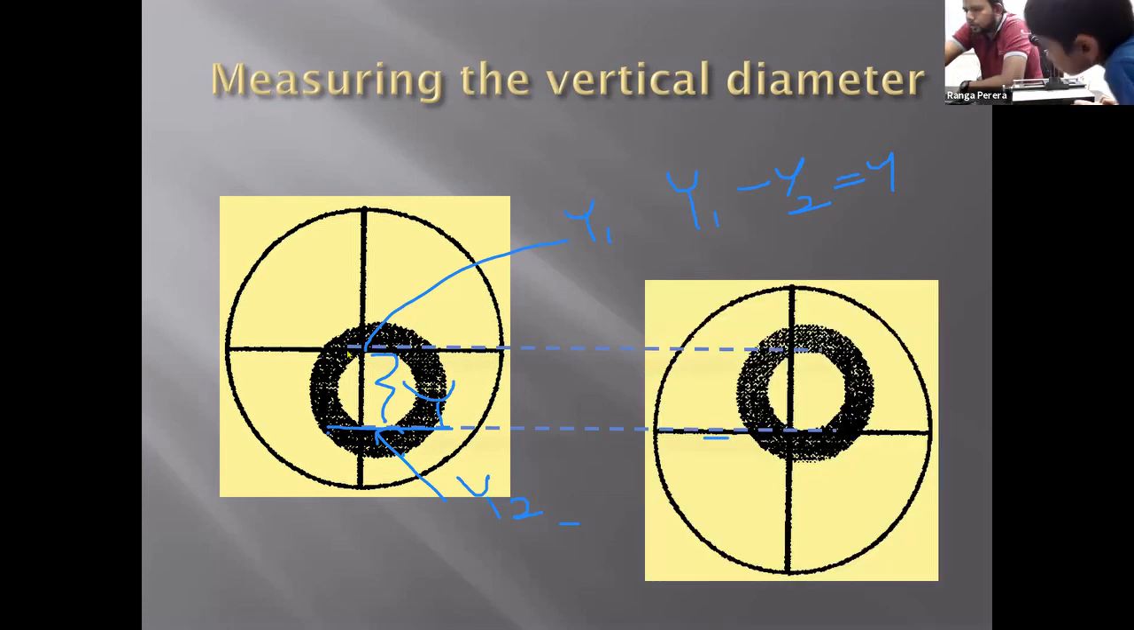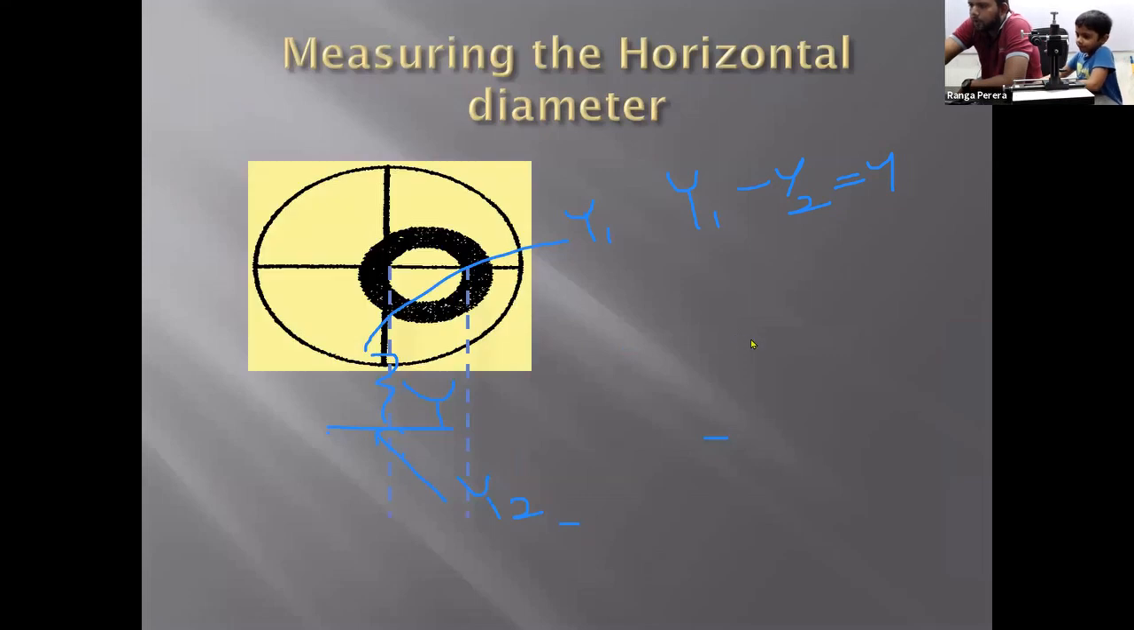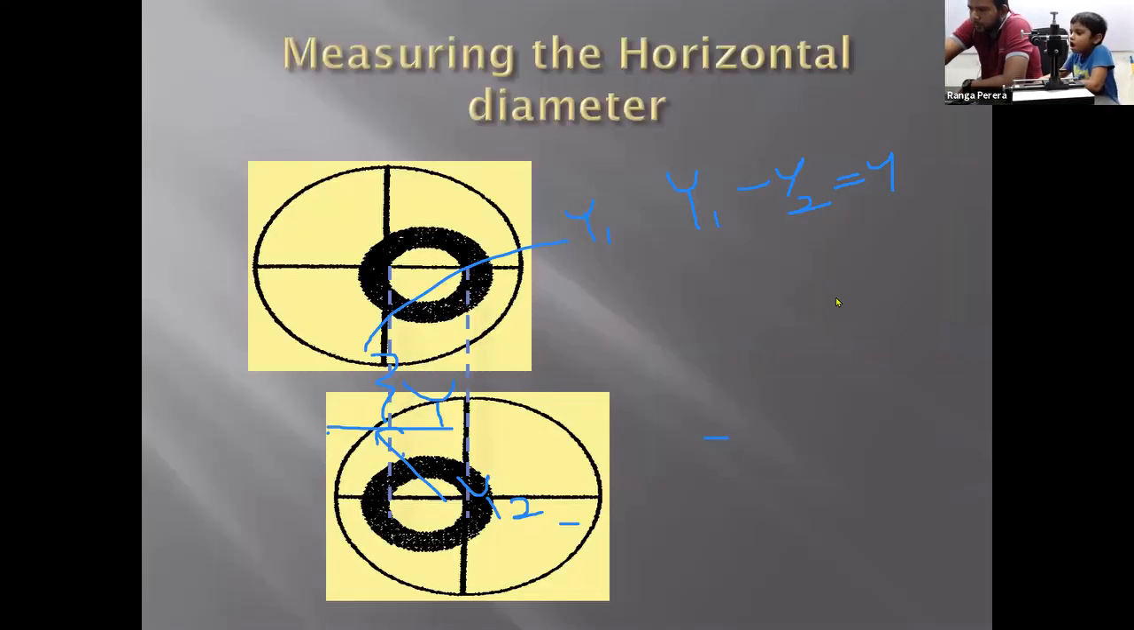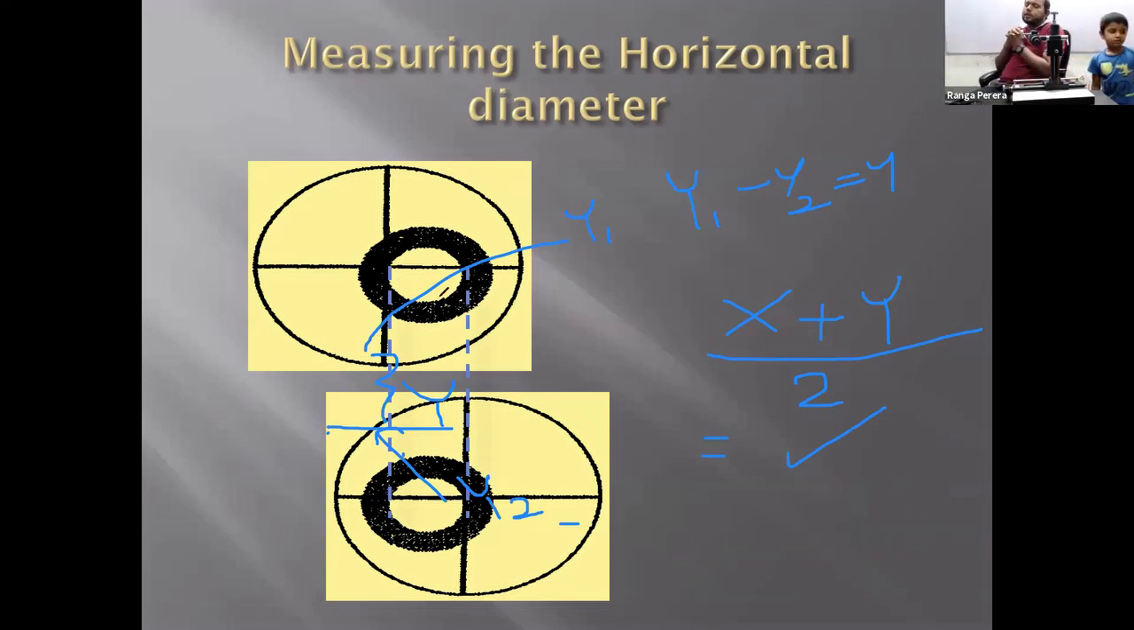Look at here. Now the horizontal line is coincident at that point. It is the vertical diameter of the capillary tube. Now you have two answers, horizontal and vertical diameter. So what is the exact answer? You can take the mean value of that. X is the horizontal diameter, Y is the vertical diameter. Take the average of those two. You have the exact diameter for the capillary tube. That's how we measure the inner diameter of a capillary tube.